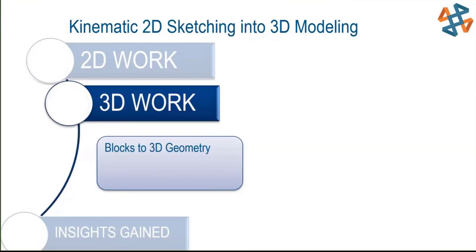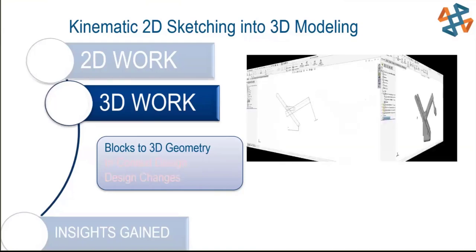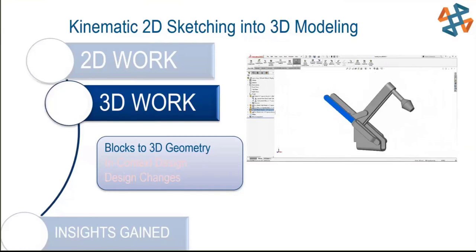We can use those blocks to create our 3D models. We can do all our assembly design. Here, we're going to reference one model to another within context design. Then leverage those 2D sketch blocks and see how design changes can affect our work. So let's first see how we can convert those blocks over into 3D geometry.